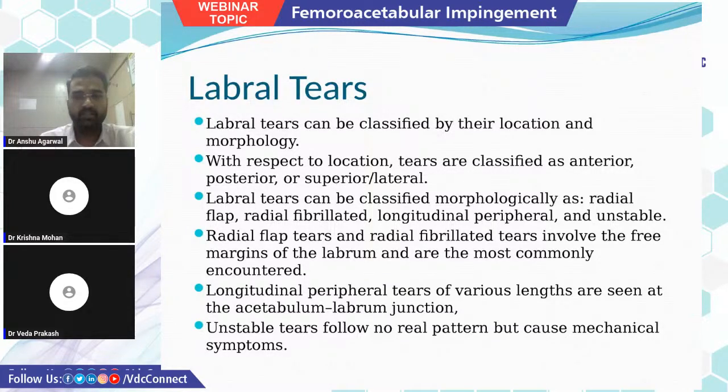Labral tears can be classified by the location and morphology. With respect to the location, tears are usually classified as anterior, posterior, and superior lateral tears. Labral tears can be classified morphologically as radial flap, radial fibrillated, longitudinal peripheral, and unstable tear. Radial flap tears and radial fibrillated tears involve the free margin of the labrum and are most frequently encountered. Longitudinal peripheral tears of various lengths are seen at the acetabulum labral junction. Unstable tears follow no real pattern but they are usually associated with mechanical symptoms.